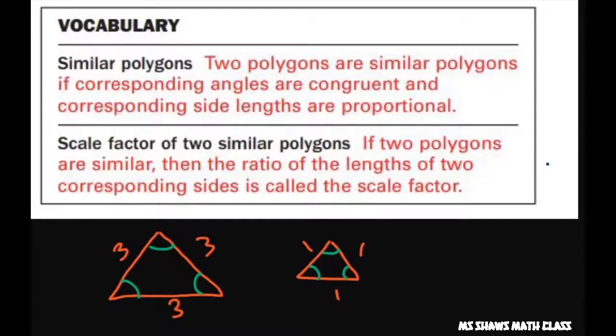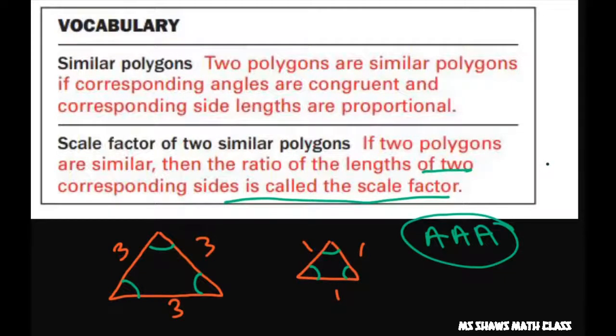So they're not congruent, even though all the angles are the same. We have angle, angle, angle triangles, but they're not congruent because the side lengths are proportional. The scale factor of two similar polygons: if two polygons are similar, then the ratio of the lengths of two corresponding sides is called the scale factor. And we have some examples on that.